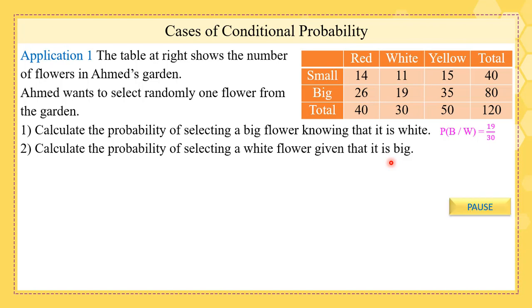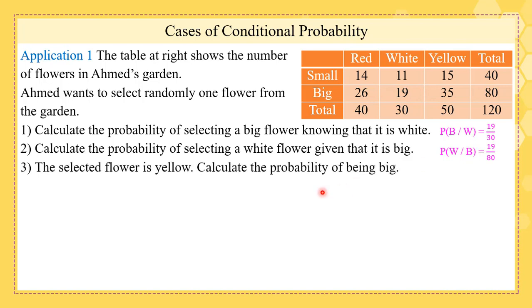Try also to do it alone. So it will be the probability of W given B. And in this case, we come to the big section, which is here. And from this section, we choose the white. So it will be 19 over 80. Now the selected flower is yellow. Calculate the probability of being big.